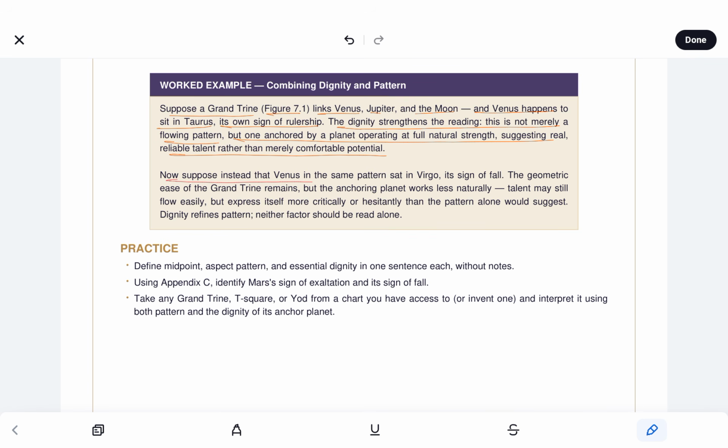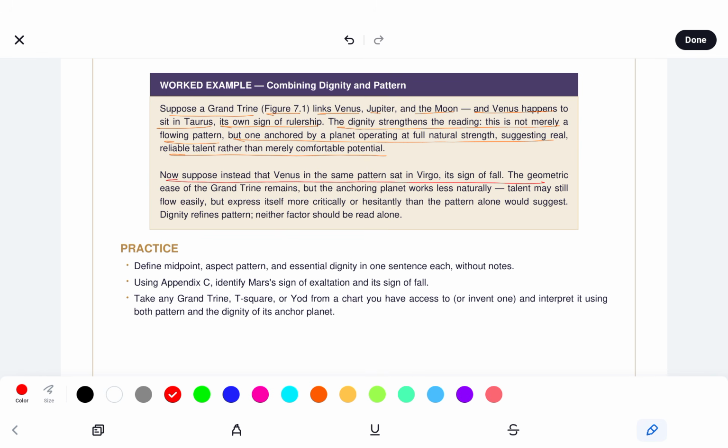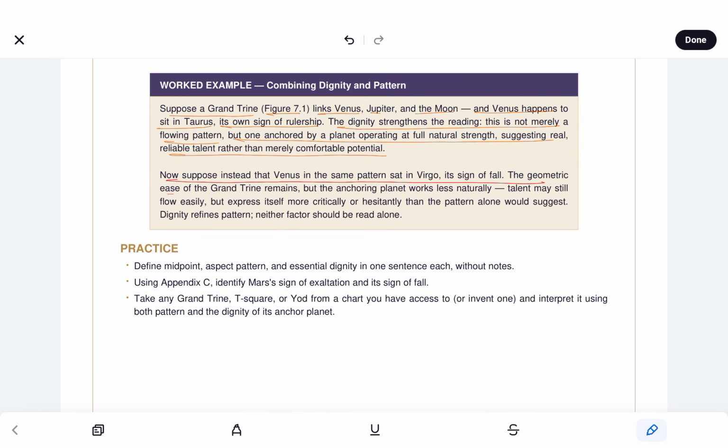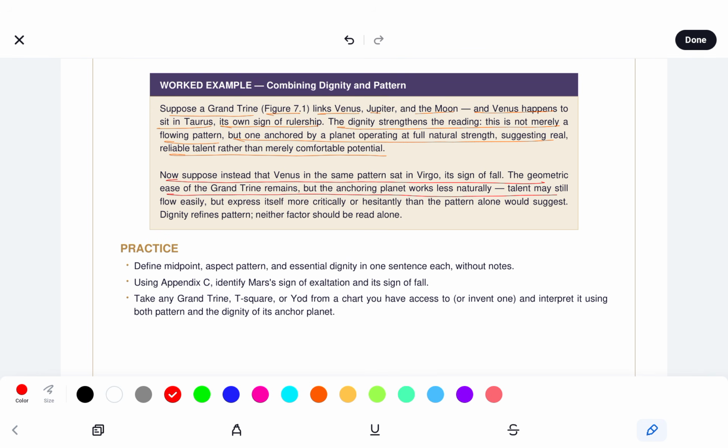Now suppose instead that Venus in the same pattern is set in Virgo, its sign of fall. The geometric ease of the grand trine remains, but the anchoring planet works less naturally. Talent may still flow easily, but express itself more critically or hesitantly than the pattern alone would suggest. Dignity refines pattern. Neither factor should be read alone.